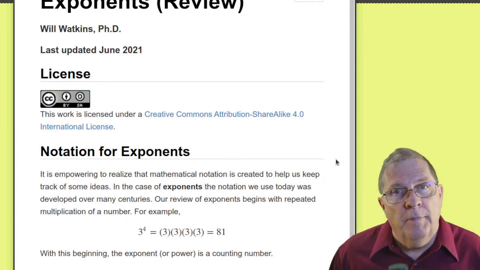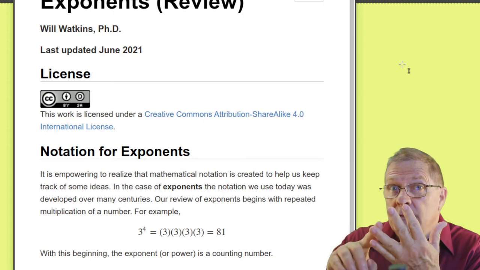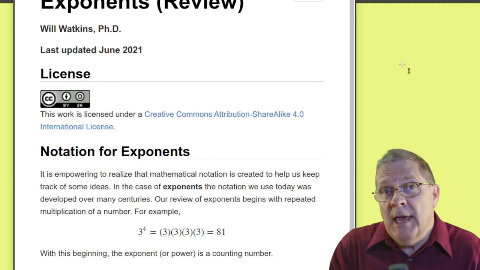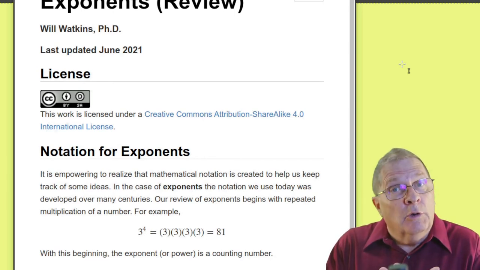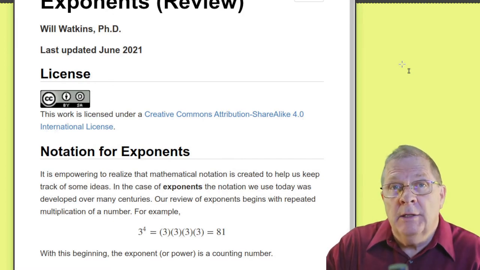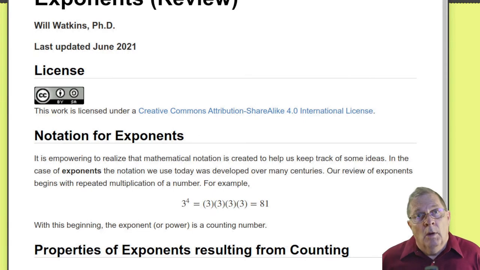3 raised to the fourth power means 3 times 3 times 3 times 3. That power is saying how many times the base is going to be multiplied together. So essentially, with this definition, we're thinking of that power as representing a counting number that's counting how many times the base gets multiplied together. When you've studied exponents in the past, you looked at a long list of properties of exponents. Many of those properties come simply as a result of thinking of the exponent as counting the number of times that the base is multiplied.